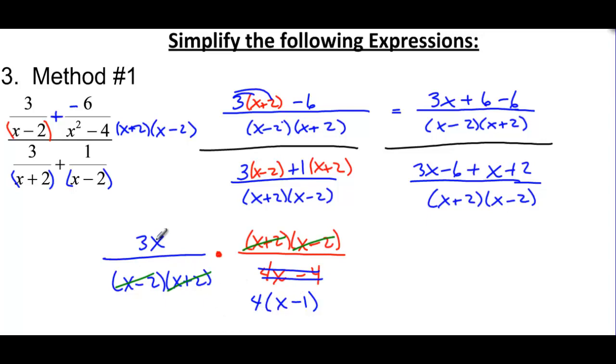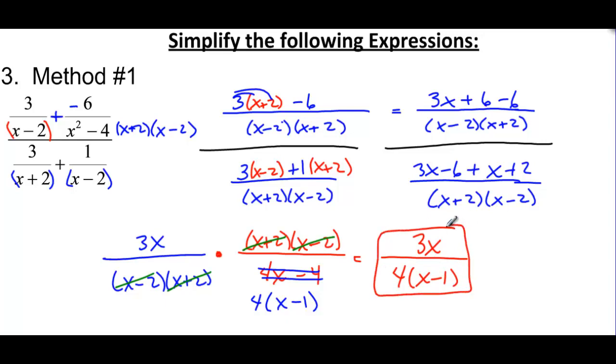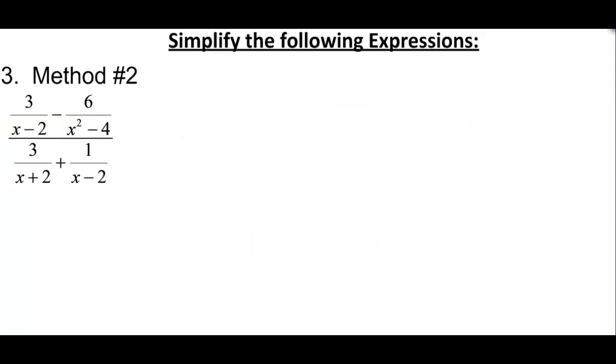3 and a 4 don't reduce. X and an x minus 1 aren't the same. So even though I factored that, nothing more simplifies, so I'm left with a 3x in the numerator, a 4 times x minus 1 in the denominator, and that's my final answer. So let's look at this one in method 2.